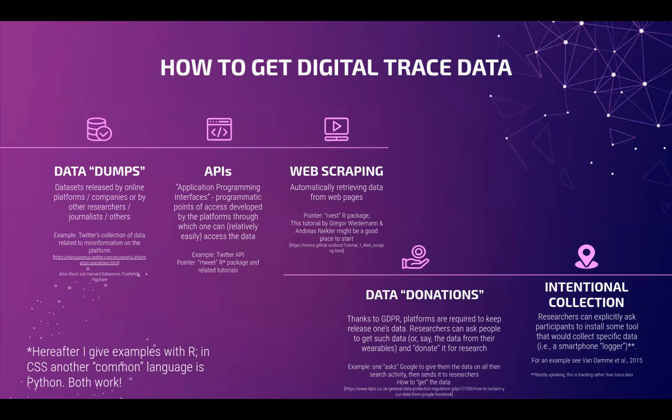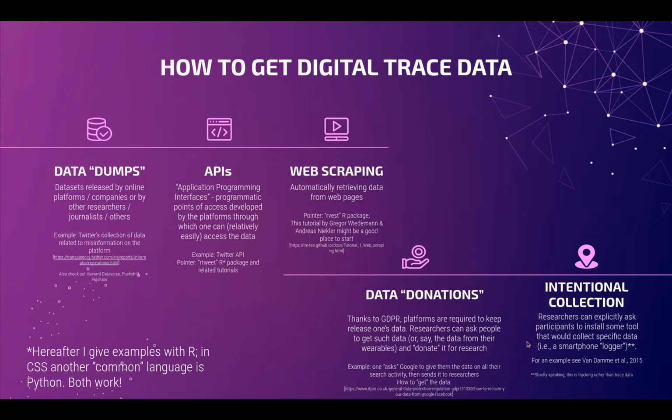you can file a request, let's say, to Google and say, I want to download all the data you have on me, like maybe all my Gmail, or all my past searches, or all of my YouTube or Google Maps history. And researchers can in turn ask people to get such data and donate it to them for research. So that's what we refer to as data donations and the intentional collection, which would be different to digital trace data. That's what we sometimes refer to as digital tracking data.